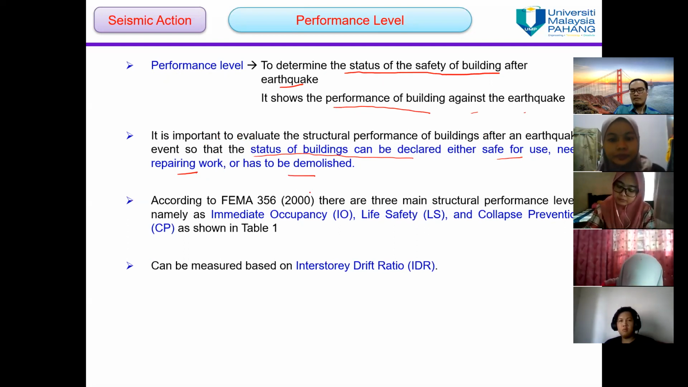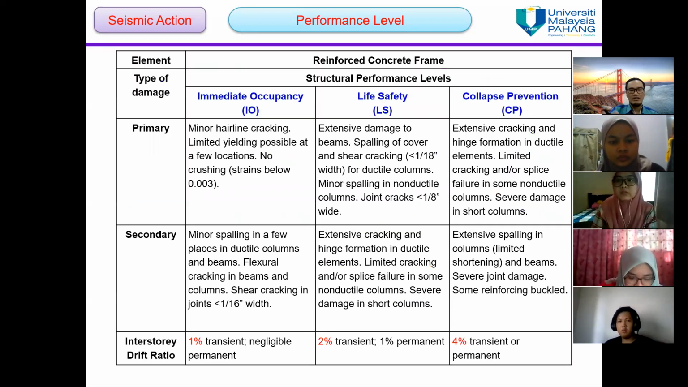There are three performance levels according to FEMA 356, which are immediate occupancy, life safety, and collapse prevention. All three performance levels can be measured based on the interstory drift ratio. Okay, so these are the performance levels, either immediate occupancy, life safety, or collapse prevention. And this is the type of damage, either primary or secondary, what will happen for IO, LS, and CP. Okay, and this is the indicator.